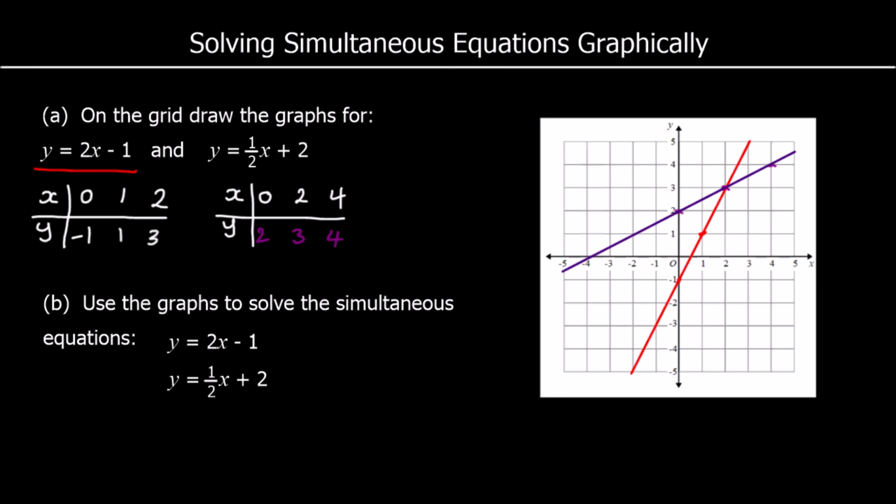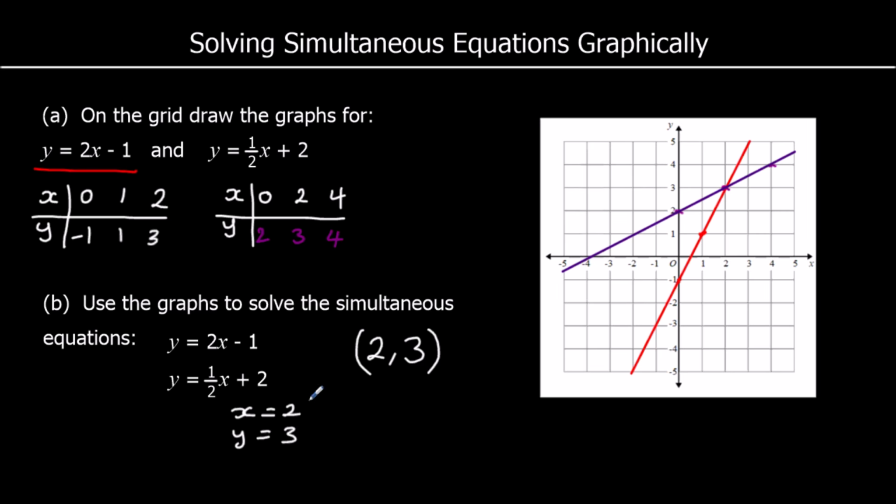So we've drawn both the lines. The question says use the graphs to solve the simultaneous equations. So where do the two lines cross? Where is their x the same and their y the same? So we can see that's at 2, 3. So they intersect at 2, 3, which means x is 2 and y is 3.